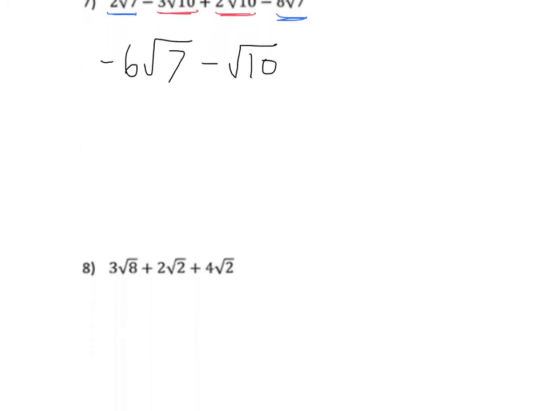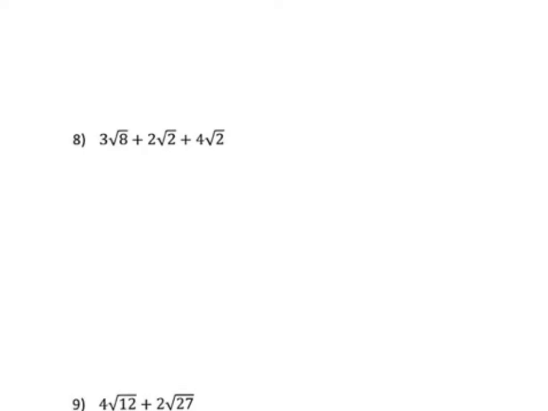Next. 3 radical 8 plus 2 radical 2 plus 4 radical 2. Same thing, we're going to add our like radicals. So we have 3 radical 8 plus a 2 and a 4, which is a 6 radical 2.